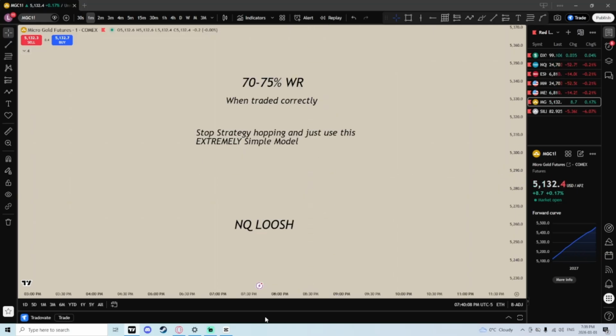So that right there is a simple description on exactly how I trade every single day with this strategy that has a 70 to 75% win rate when traded correctly. You need to stop strategy hopping and just use this extremely simple model every single day. Just a little disclaimer, this is not my strategy that I invented. It is simply just a bunch of ICT concepts mushed together to just give you easy wins every single day.